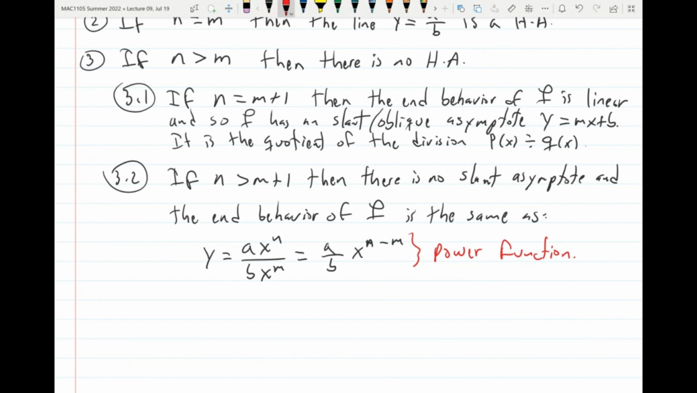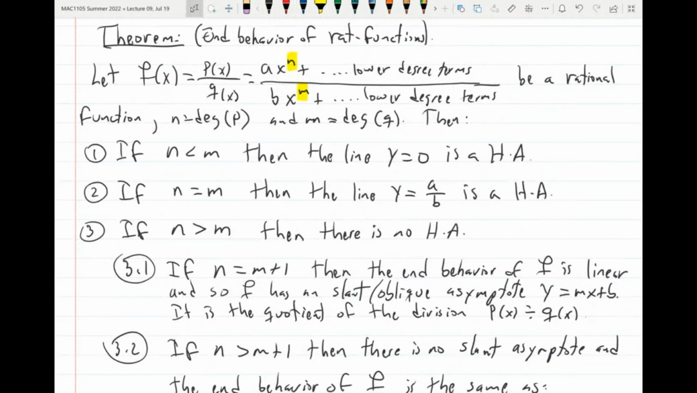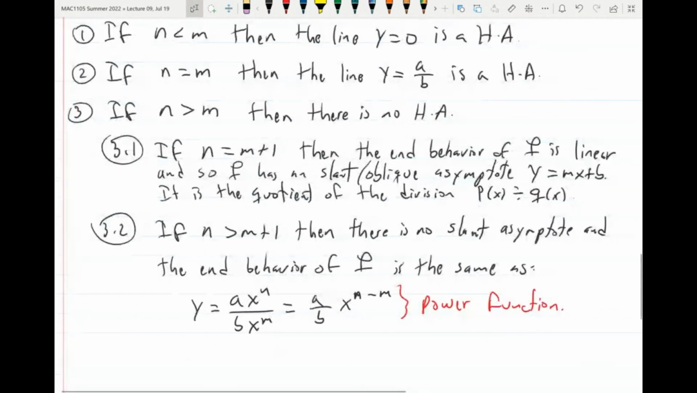You look at degrees. Let me repeat: if the degree of the top is less than the bottom, then y equals 0 is a horizontal asymptote. If they're the same, it's a ratio of the leading coefficients. So in those two cases, you have a horizontal asymptote. If it's bigger than the bottom, then there is no horizontal asymptote, and then there are two situations. If it's one more, you have an oblique asymptote, and you find it by doing division. Otherwise, if it's too big, then there is no oblique asymptote, and what you have is a power behavior. Okay, it behaves like this power function.